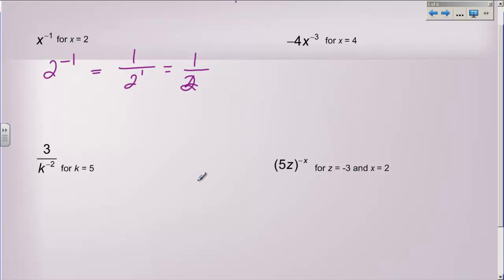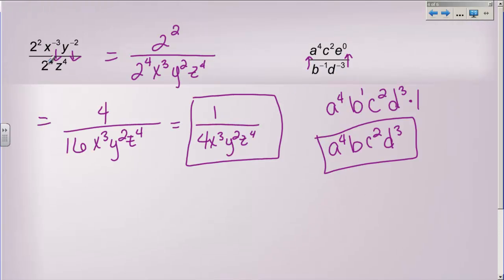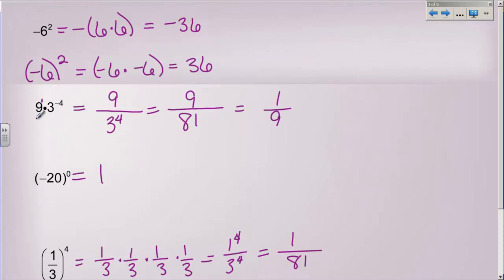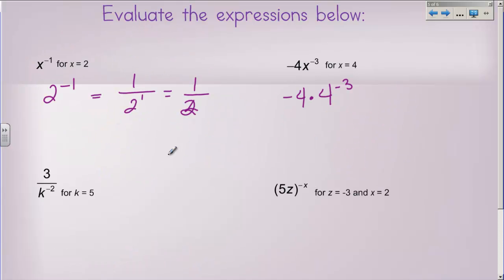The next one, negative 4 times x to the negative 3. Well, let's do this. I have negative 4 times. Now, x is positive 4, so I have 4 to the negative 3. This is like this example way back here that we did, the 9 to the 1st times 3 to the negative 4. This right here has a positive exponent of 1. I just don't happen to see it. So the negative 4 gets to stay in the numerator. A negative coefficient is not the same thing as a negative exponent. Negative coefficients can be wherever on earth we want them to be. It's just exponents have to be positive.